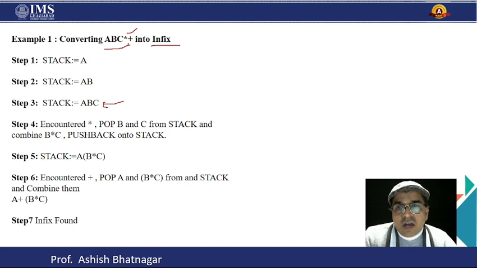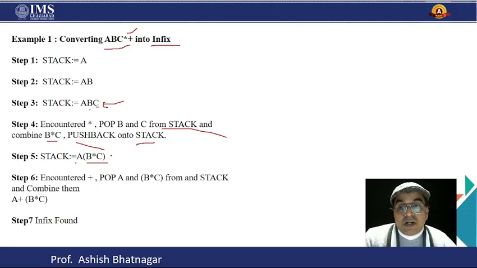After that we encounter the star, which is not an operand but an operator. So we pop c and b from the stack and combine them as b star c, as given in the algorithm. Then we push this complete expression back onto the stack once again. So we get a, b star c.